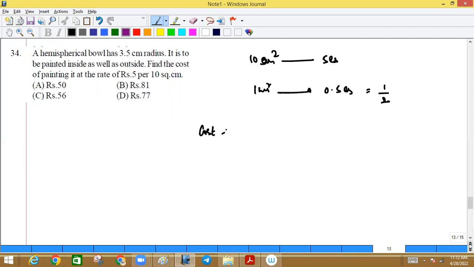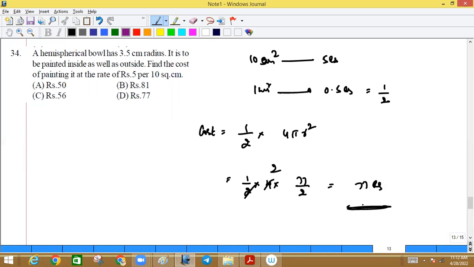Therefore, cost is equal to half into 4 pi r square, which is the area. You understand why 4 pi r square? Into, we know 77 by 2 is the area, which is 77 rupees. You know why it is 77 by 2? Because the radius is how much? 3.5. I told you if the radius is 7, it is 154. If the radius is 3.5, it is 77 by 2 or else 38.5.